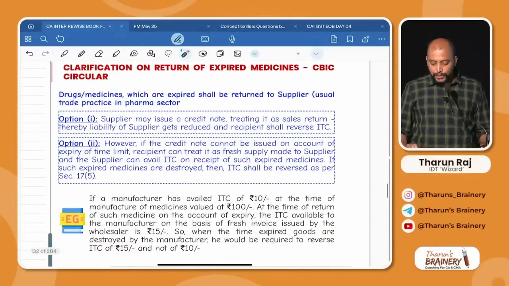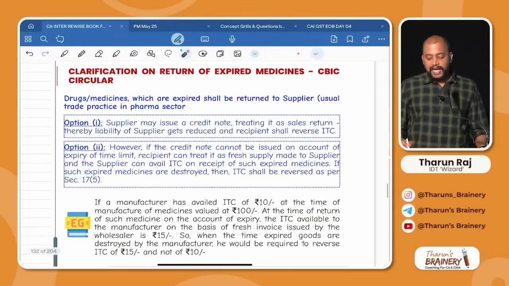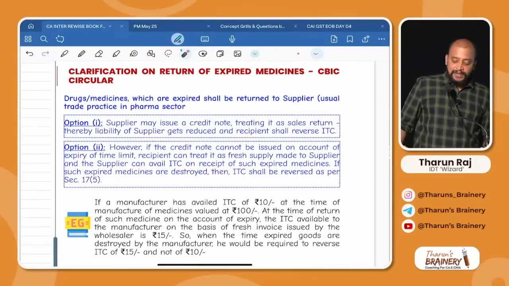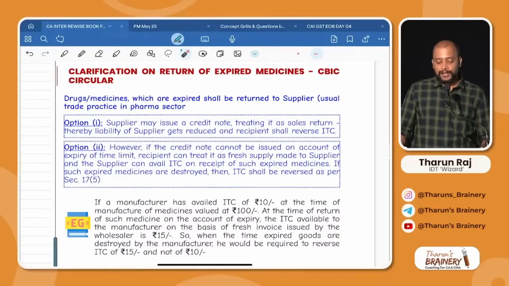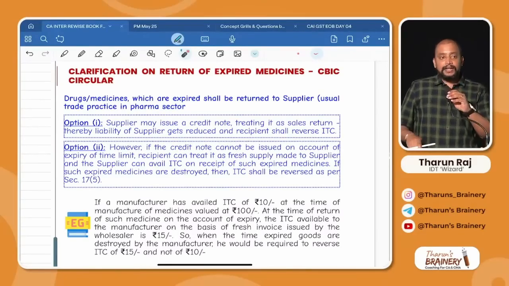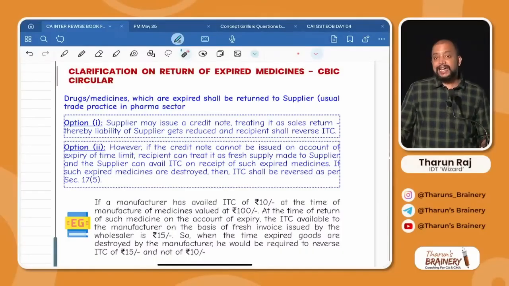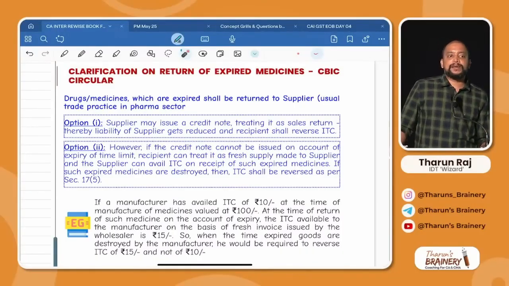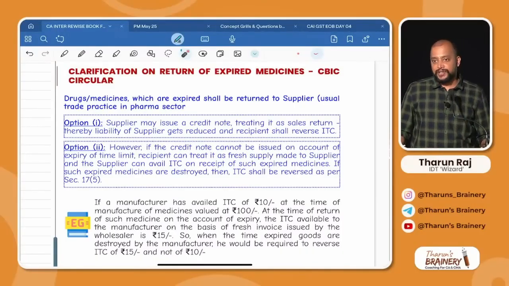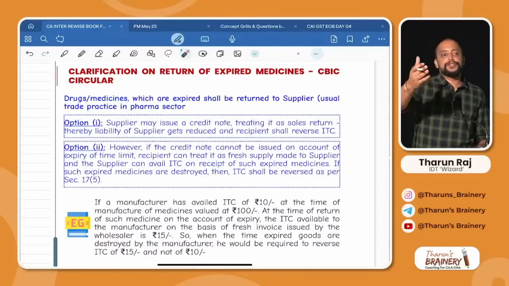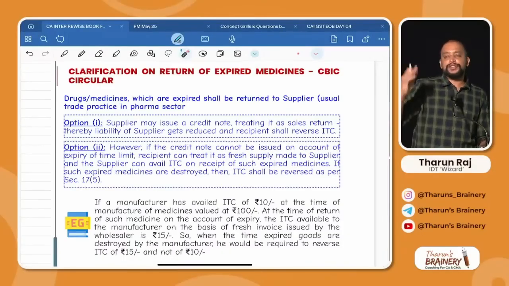Then look into one more circular, clarification on return of expired medicines, CBIC circular, that is drugs or medicines which are expired. What will happen? For example, I am a medicines manufacturer. I will be sending the medicines to you. You are a medical shop trader. I am sending the medicines to you.